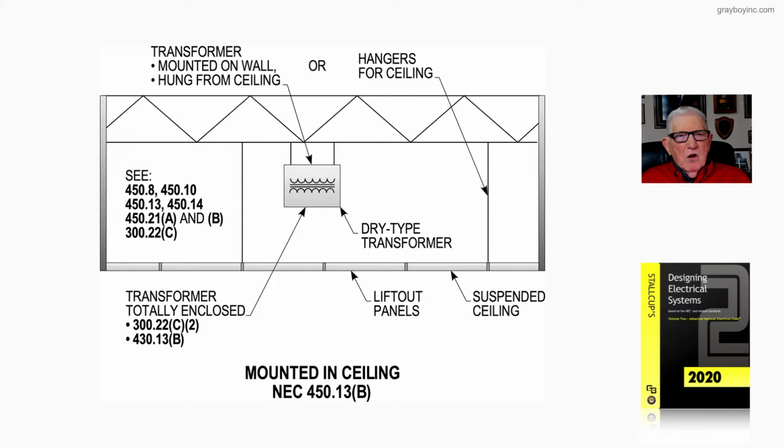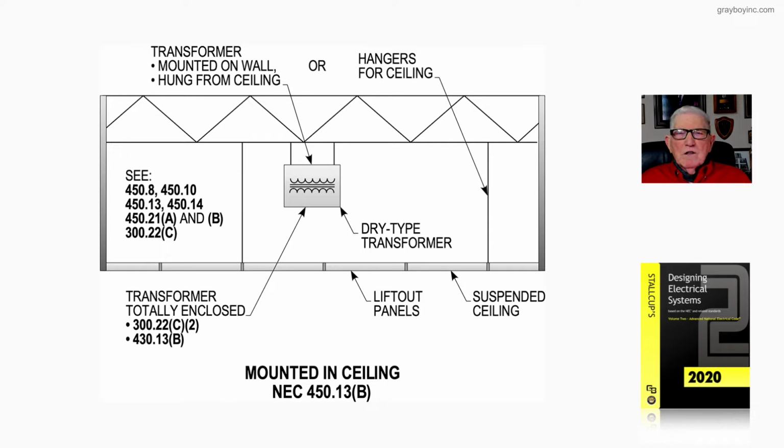450.8, how you guard the transformer. 450.10, how do you ground it? Sends you over to 250.30 for simply derived systems. 450.13 is location in general. 450.14 is the disconnecting means.